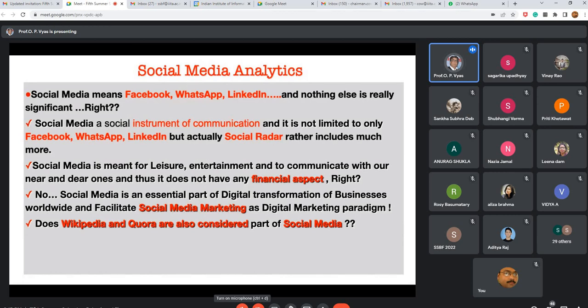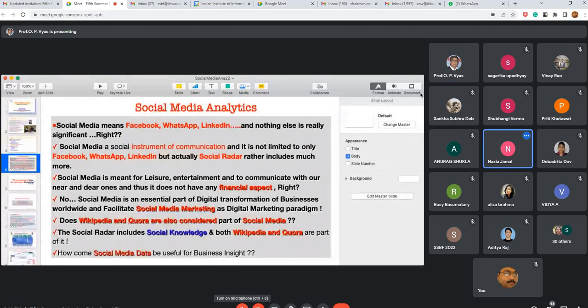Now I also have one more question. Can you read the last question now? Are Wikipedia and Quora also part of social media? Yes, sir. They are very much part of social media. They do influence our decision making. They do have an impact on the understanding of concepts.